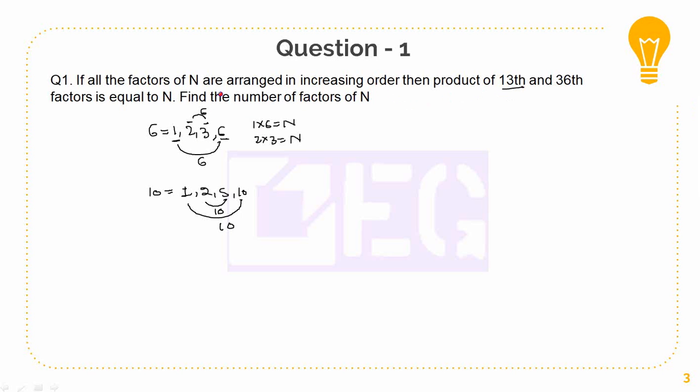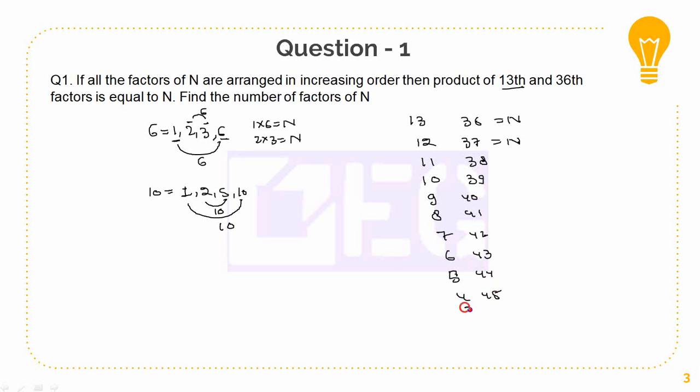The product of the 13th and 36th factor is equal to n. That means the product of the 12th and 37th factor will also be equal to n. Then 11th and 38th, 10th and 39th, 9th and 40th, 8th and 41st, 7th and 42nd, 6th and 43rd, 5th and 44th, 4th and 45th, 3rd and 46th, 2nd and 47th, and 1st and 48th. That means the product of the first factor and the last factor is equal to n. So basically there are 48 factors.